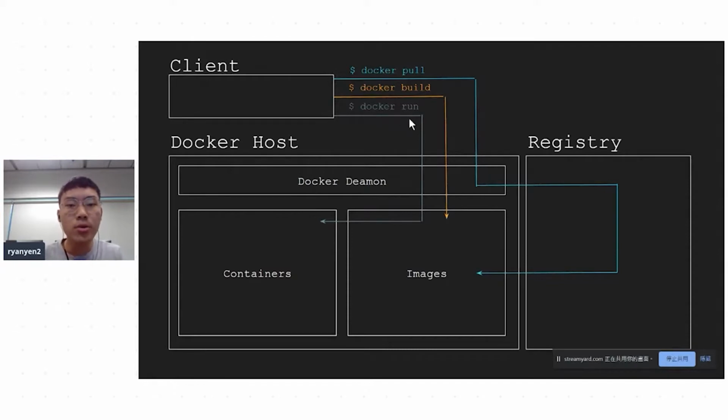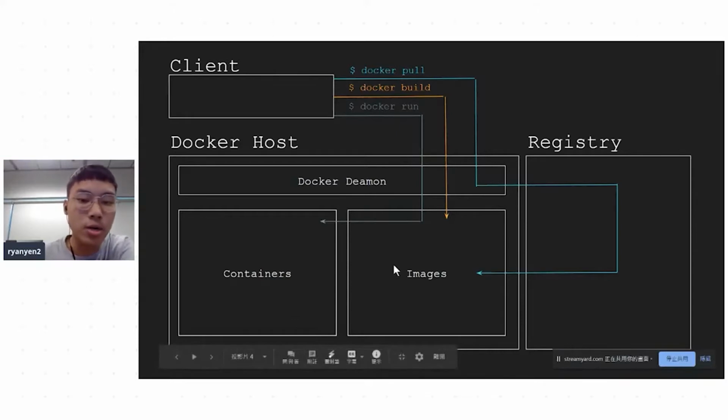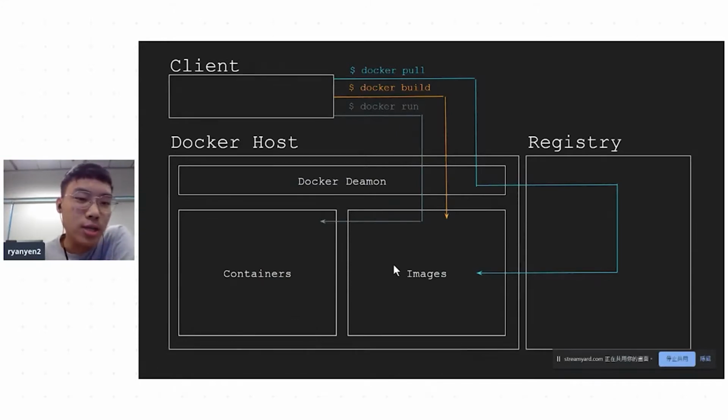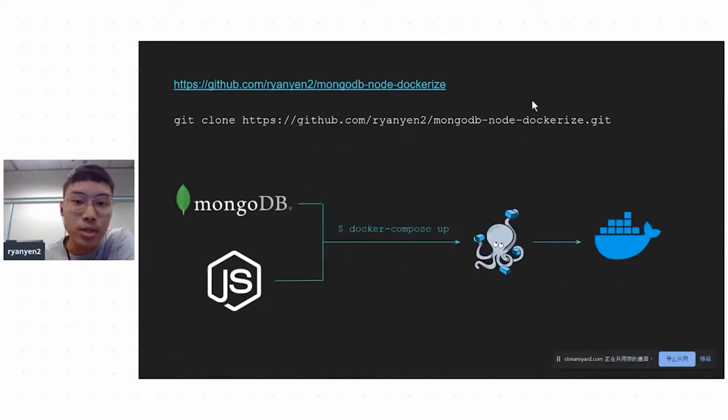And Docker run. Docker run is kind of similar to Docker build, but it runs eventually. So it will run the image to make it a container. That's the difference between a container and an image. A container is a running instance of an image. So you use Docker run after you build your image. Okay, so this is the architecture of Docker itself.